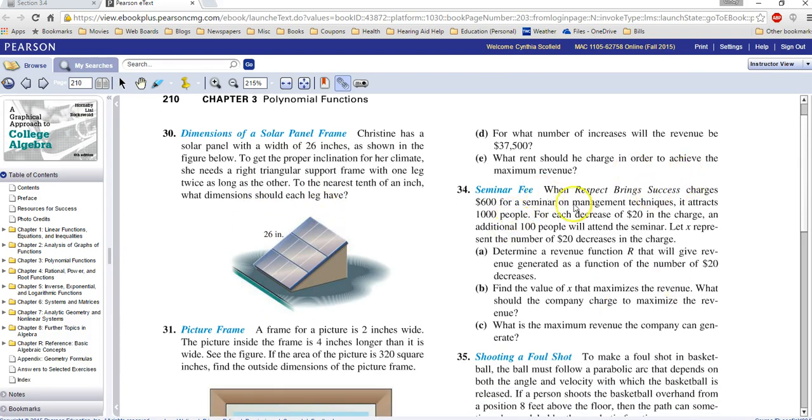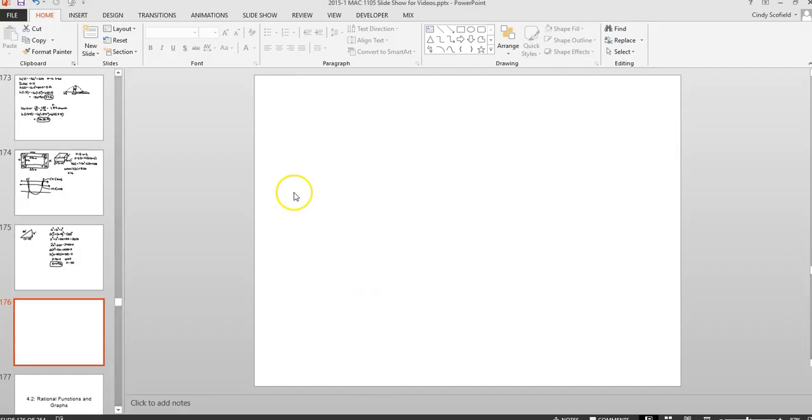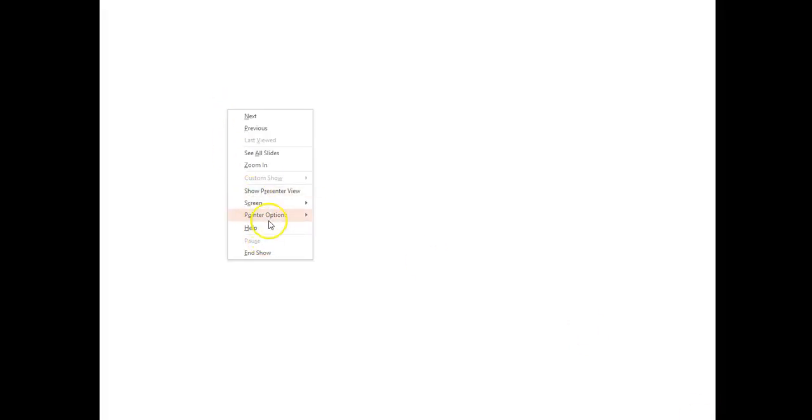When Respect Brings Success charges $600 for a seminar on management techniques, it attracts 1,000 people. For each decrease of $20 in the charge, an additional 100 people will attend the seminar. Let X represent the number of $20 decreases in the charge. Determine a revenue function. Find the value of X that maximizes the revenue. What should the company charge? And what is the maximum revenue the company can generate? Okay, so that's page 210, number 34.